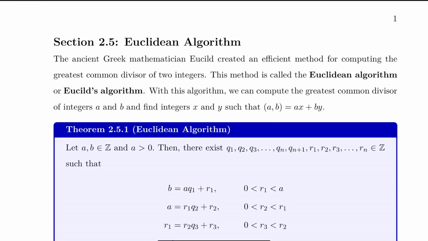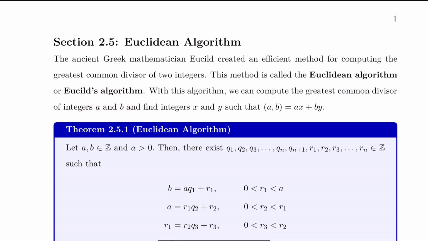Today we are going to cover a new topic, which is the Euclidean algorithm. The ancient mathematician Euclid created an efficient method to calculate the greatest common divisor of two integers, and this method is called the Euclidean algorithm, or Euclid's algorithm. With this algorithm, you can compute the greatest common divisor of A and B.